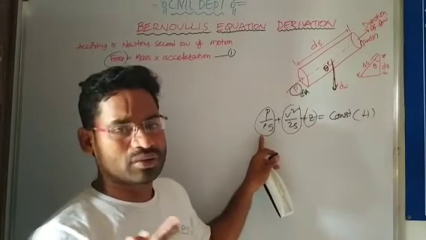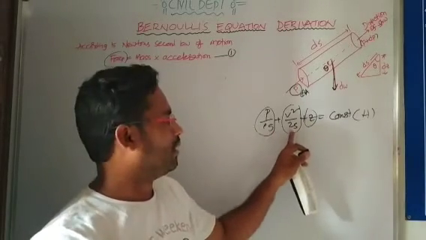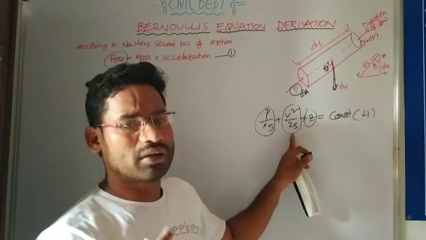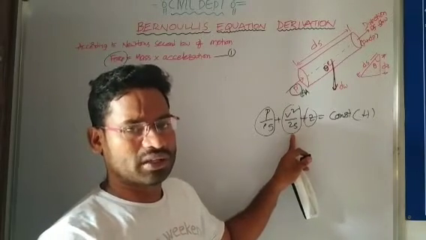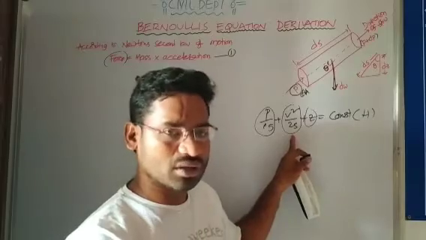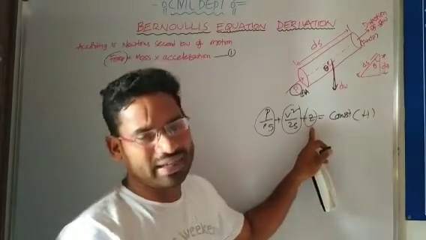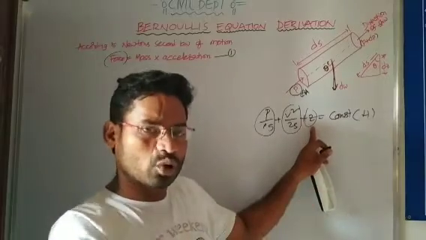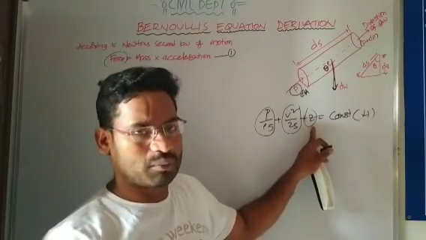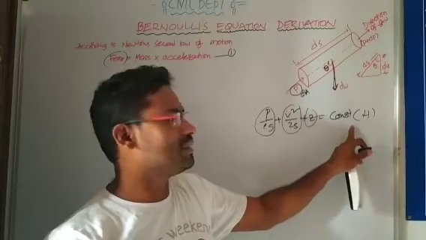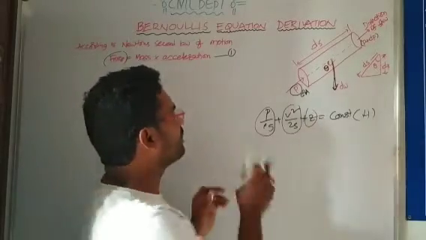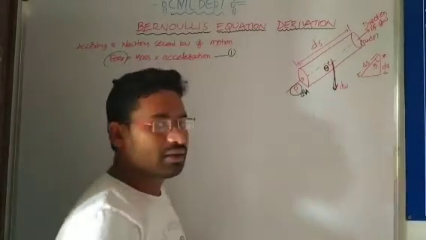Pressure energy will be created by using an external device like a pump. Kinetic energy is nothing but movement of the particles. Once the particles are in motion, there is a chance to get kinetic energy. And due to the height of the fluid from the bottom ground level, you can create the potential energy. So that is equal to the total constant. So this is Bernoulli's theorem.